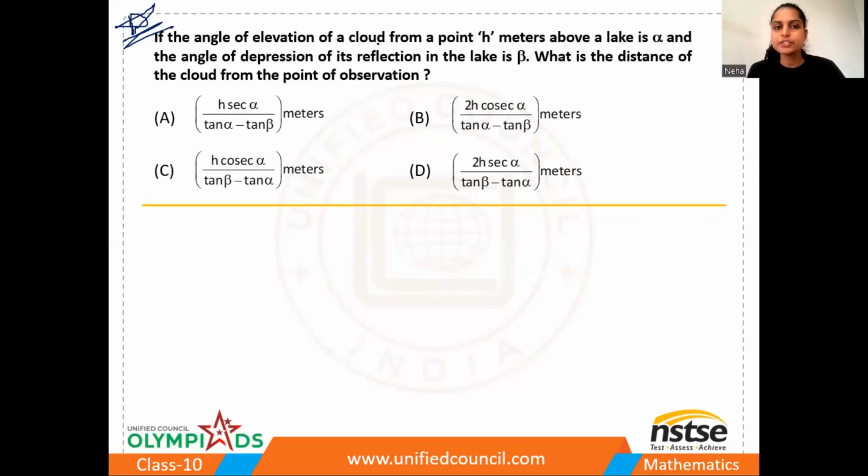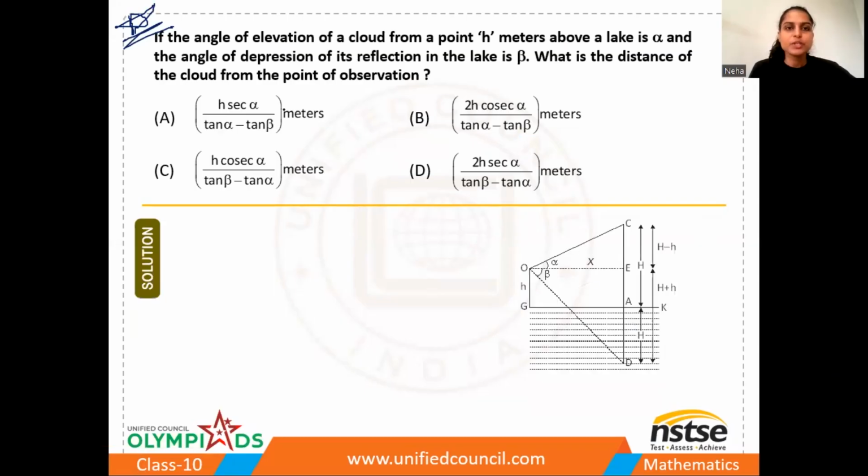If the angle of elevation of a cloud from a point h meter above a lake is alpha. Alright, so let me show the diagram here first. The question is saying that if the angle of elevation of a cloud from a point h meter above a lake. So let's suppose this is the lake, right? And there is a point O which is h meter above the lake, right? So let's suppose the bottom point is G and this point is O, okay?